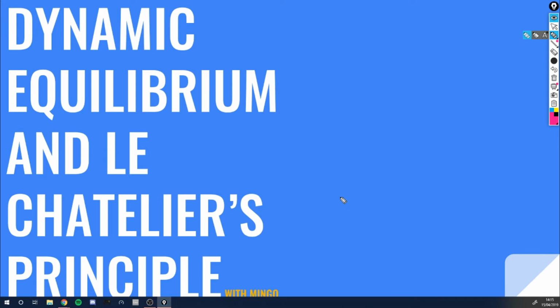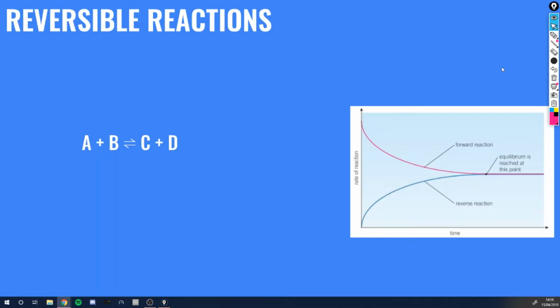But yeah, so today we're doing dynamic equilibrium and Le Chatelier's principle, which is paper 2, chemistry. So let's begin with reversible reactions. You need to know everything about your reversible reactions. So first of all, a reversible reaction is a chemical reaction where the reactions can form products that afterwards react together to give back the reactant.